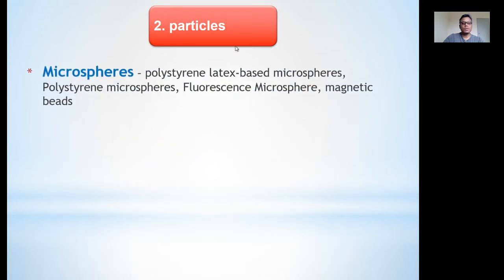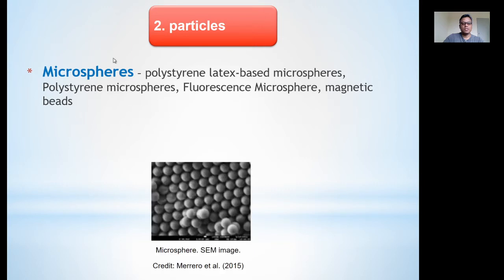The second, particles in the form of microspheres, small balls, we can say, microscopic balls. They can be made from polystyrene, latex-based polystyrene, fluorescence or magnetic. So this is the appearance of the microspheres. They are really small, microscopic in size, even nano in size.